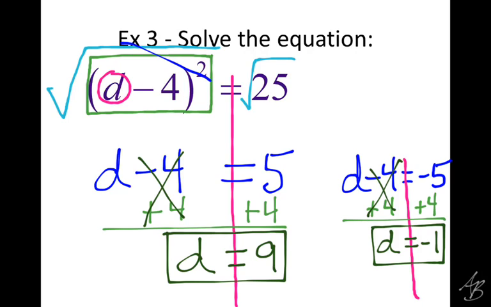So we got two different answers here. This time our two different answers are not the positive and negative of each other like the first two were, but they're two completely different answers. And if we were to take these numbers and plug them in for D in the original equation, both of them would work. Okay, if we did 9 minus 4, we would get 5, and then we square it, we get 25. Or if we do negative 1 minus 4, we get negative 5, and then negative 5 squared is 25. So they both work.